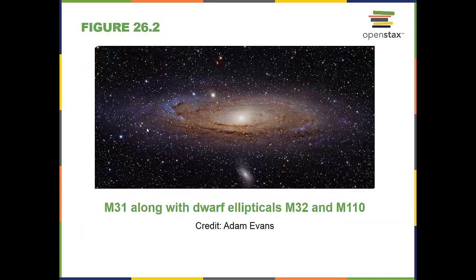Here is the Andromeda Galaxy, Messier 31, along with two of its companions. M31 is a large spiral, even larger than the Milky Way, while the other two galaxies we see here are dwarf ellipticals. There's M32 here and M110 over here. Ellipticals aren't necessarily small. These happen to be dwarf ellipticals, but there are giant ellipticals as well.